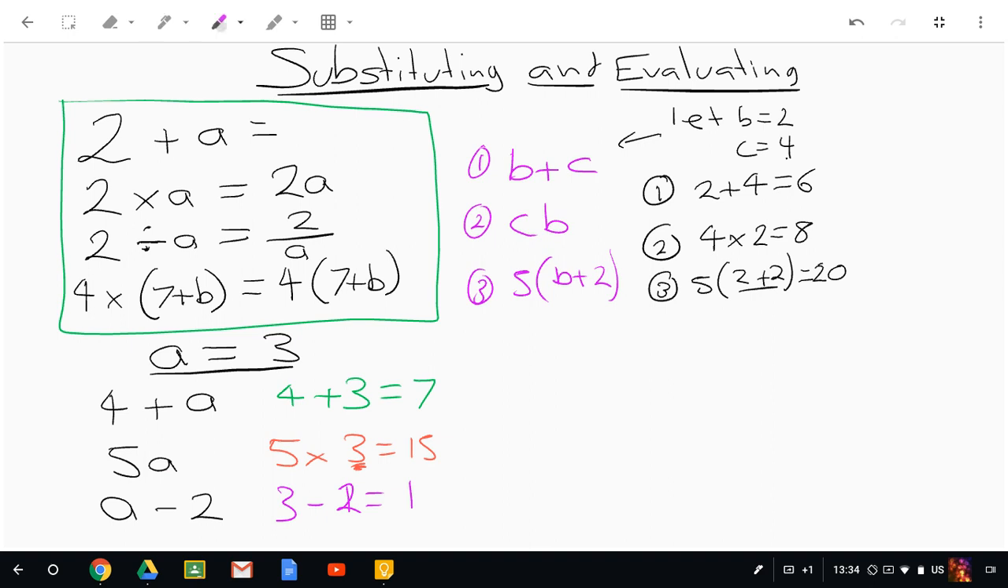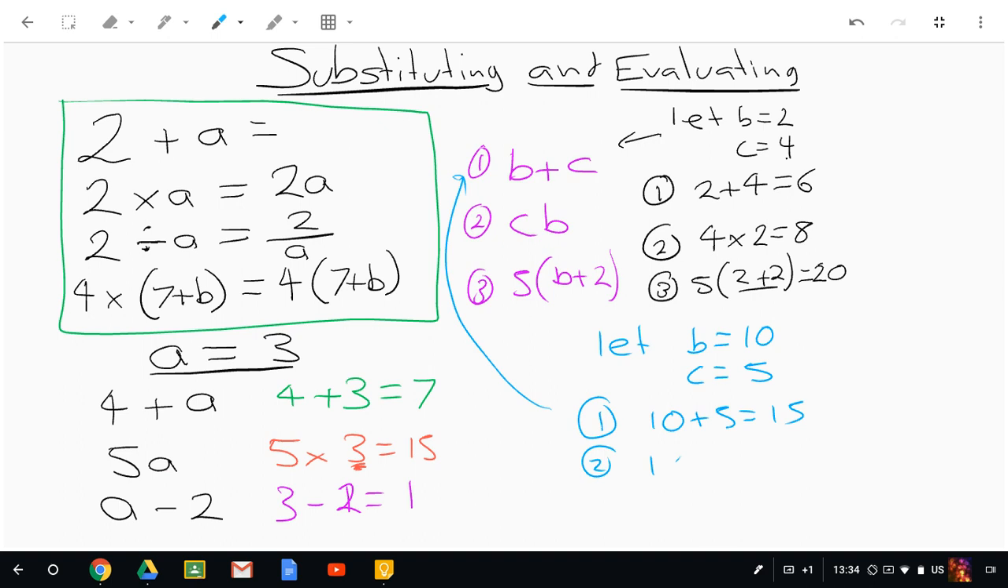Similarly, if I say let b equal 10 and c equal 5, I would do the same. So for question 1, I'm using the same questions from up here. b plus c, 10 plus 5 equals 15. Question 2, cb, c is 5 times 10 equals 50.